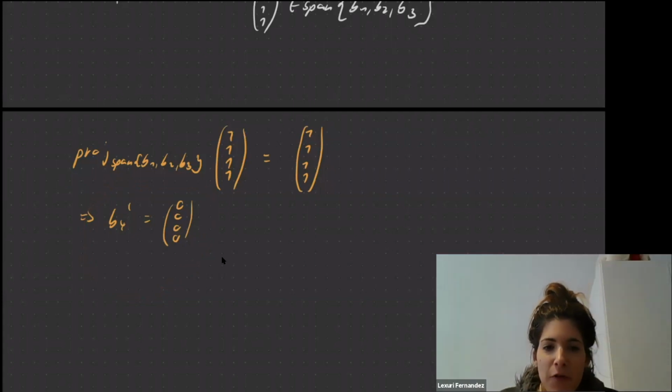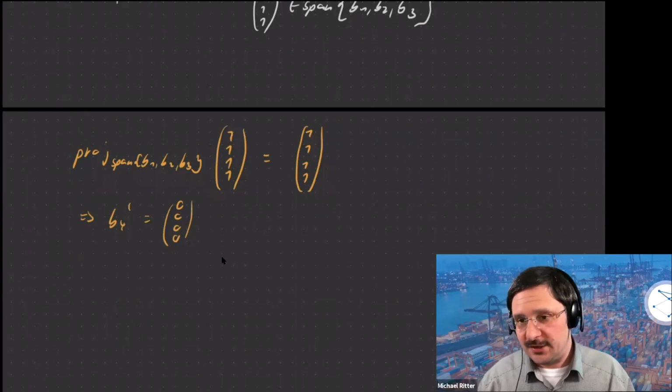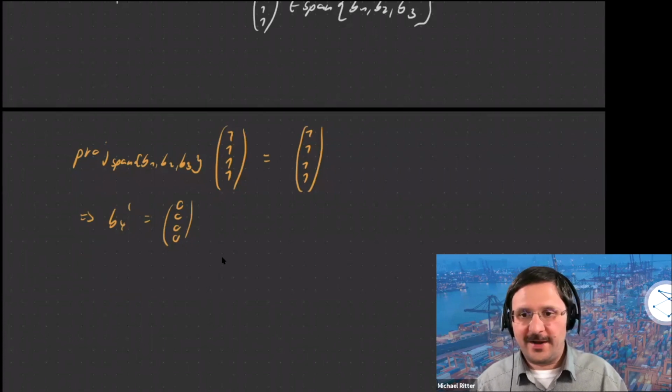Why do we need B4? Isn't B3 enough? No, because U ortho is 2-dimensional. So what we do is we determine an orthonormal basis of R4, and that contains 4 vectors. So we need B4 as well.